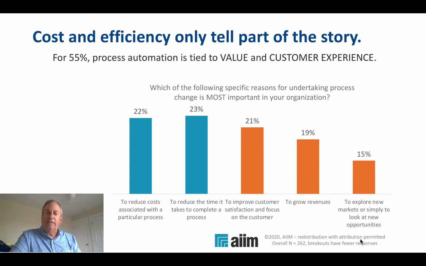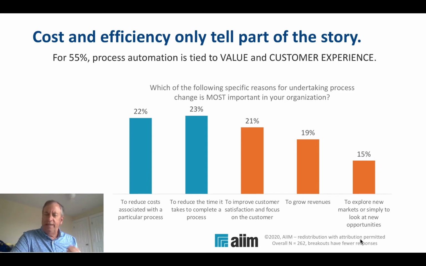We also asked this question, which of the following reasons for undertaking process change is the most important in your organization? And there's two facets of this question that I think are interesting to think about as you think about process automation. The first are the blue bars on the left, and those are really the bars that you would expect to see in response to a question like this. Reducing costs and improving the cycle time, reducing the time associated with a particular process.